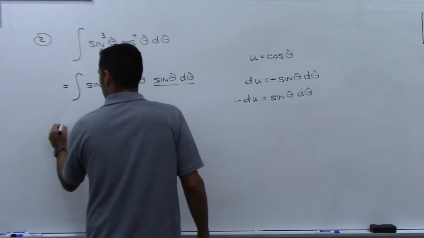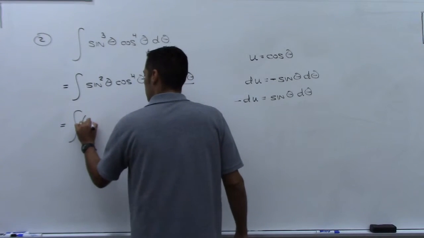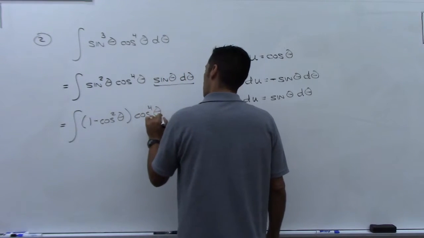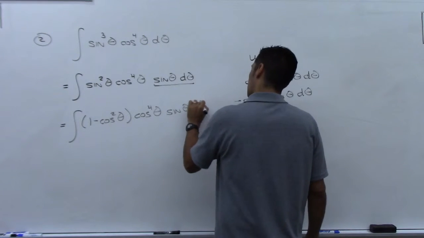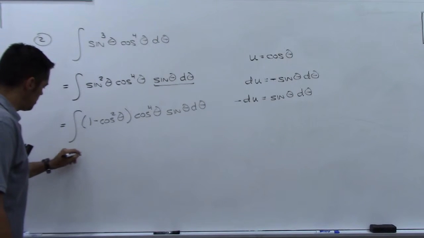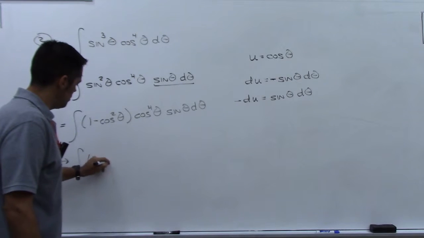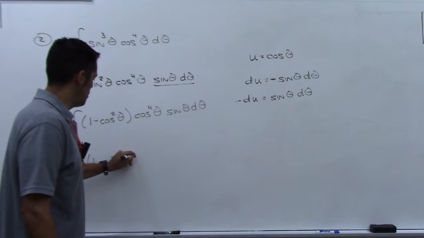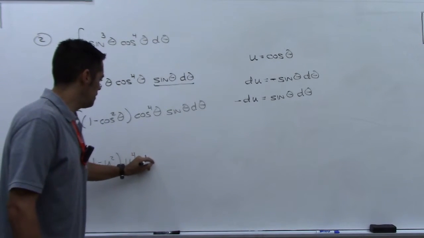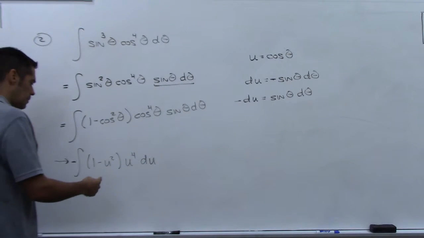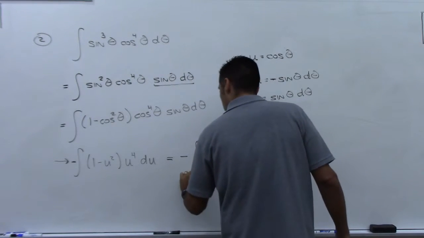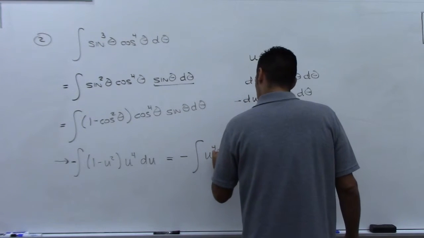Again, I'll use the Pythagorean identity to turn sine squared into 1 minus cosine squared, and then I still have the cosine to the fourth. At this point, we can rewrite the entire integral in terms of u. So this integral becomes 1 minus u squared times u to the fourth, and then this is negative du, so I'll put a negative on the outside of the integral. Then I'll multiply u to the fourth through, so this becomes negative integral of u to the fourth minus u to the sixth du.